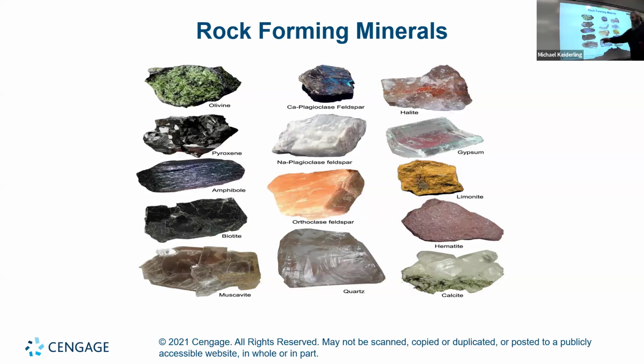There's pyroxene, there's amphibole, there's biotite, muscovite, these are both micas. There's sodium feldspar, orthoclase feldspar, there's quartz. Glass and quartz are actually very similar. They're made of very similar material, but they have different properties. So you have gypsum, we use to make drywall, limonite, hematite, this is an iron ore, and calcite.